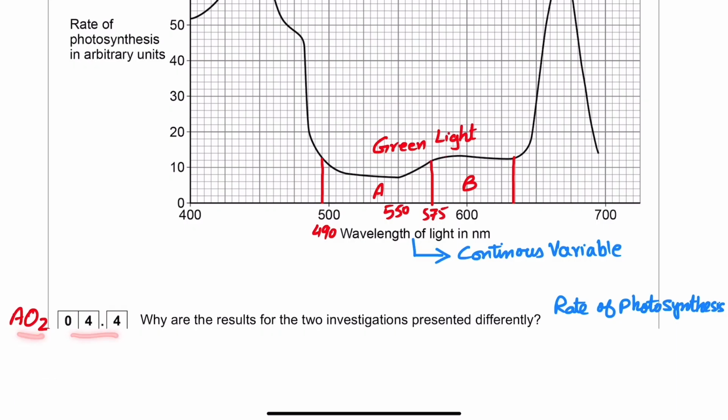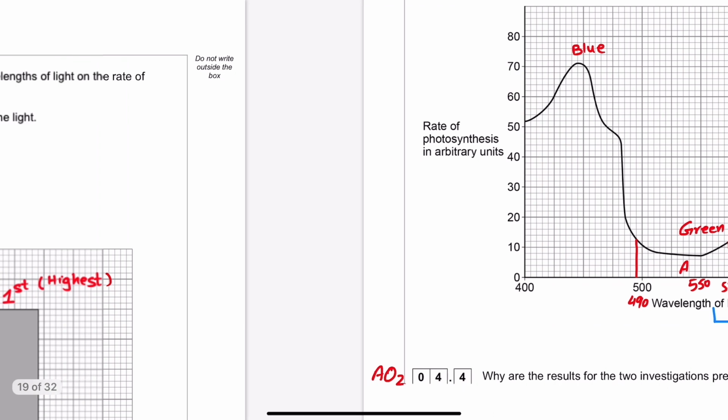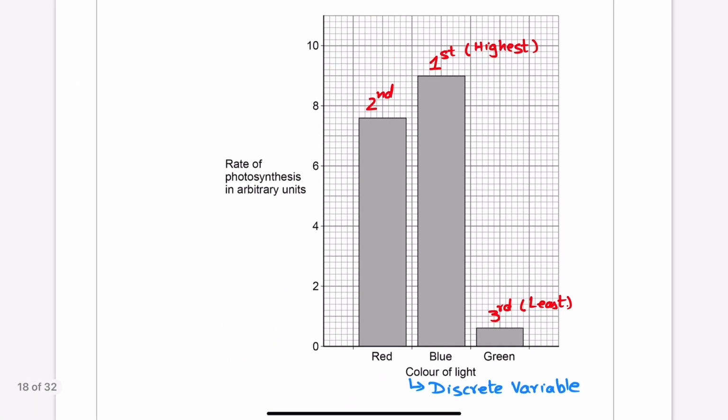4.4 is an AO2 question, and it is from the rate of photosynthesis. Why are the results for the two investigations represented differently? If you want to understand what this question demands from the student, see here, this is a continuous graph. If you go to figure number 8, we can see that it is a bar chart. In figure number 8, along the x-axis, fixed categories are given. But in figure number 9, the wavelength of the light is given.